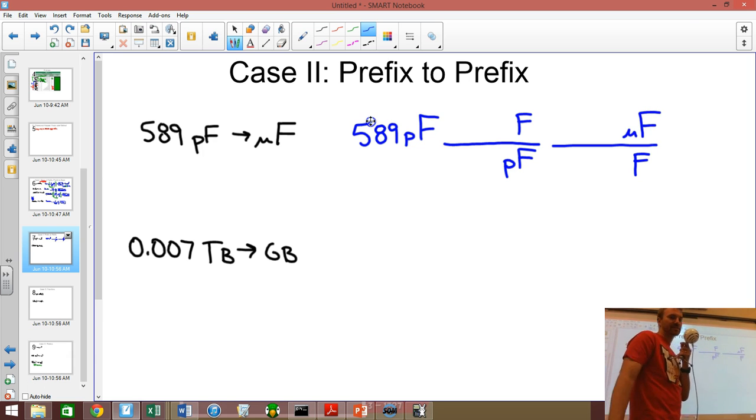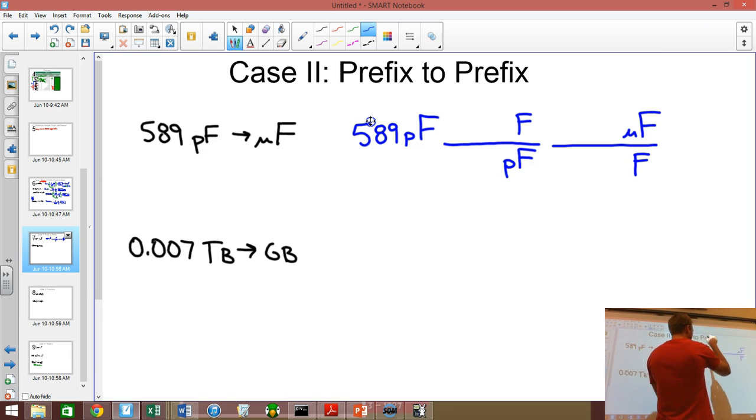Farads are a unit of capacitance. It doesn't matter. Again, if you know what it means, fine. But here's the trick. The trick is we're going to do it twice. We're going to put a 1, whichever one's larger. Pico is very tiny, so we know that that's not the larger one. The larger one's up here.